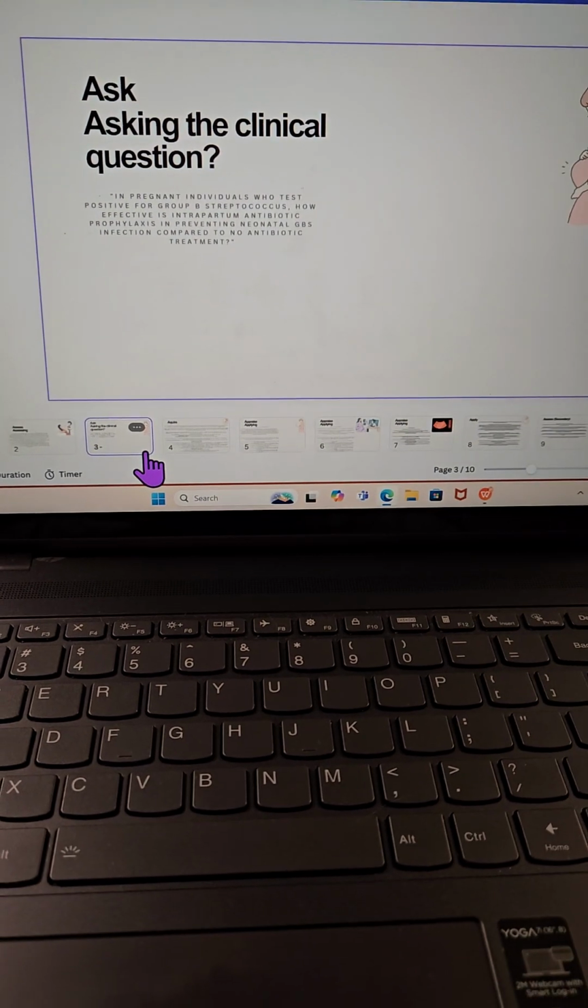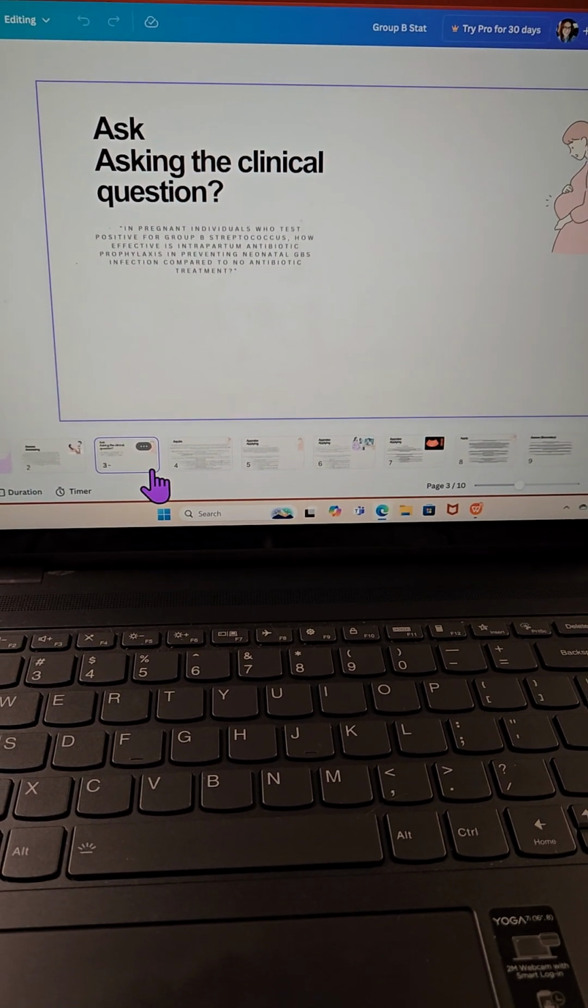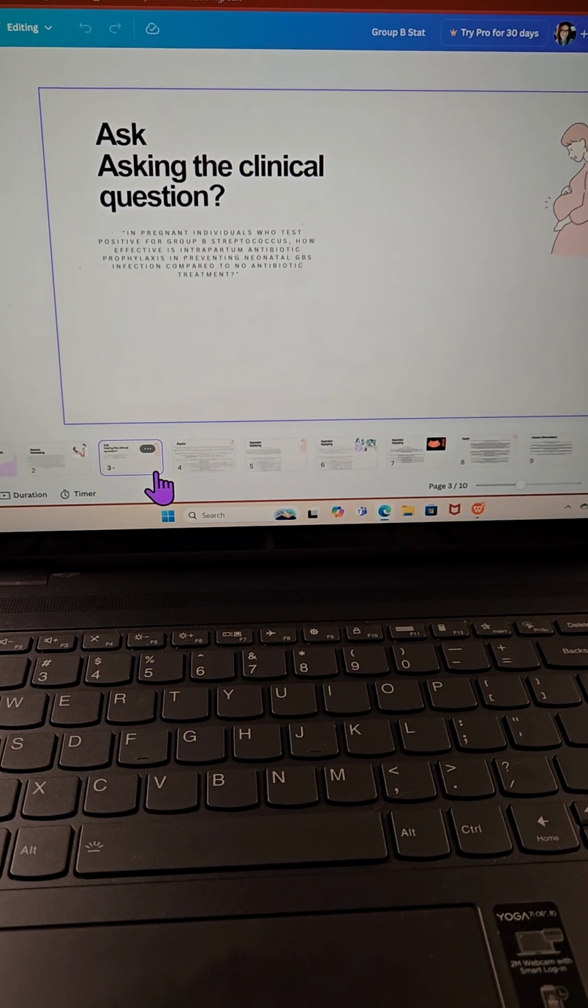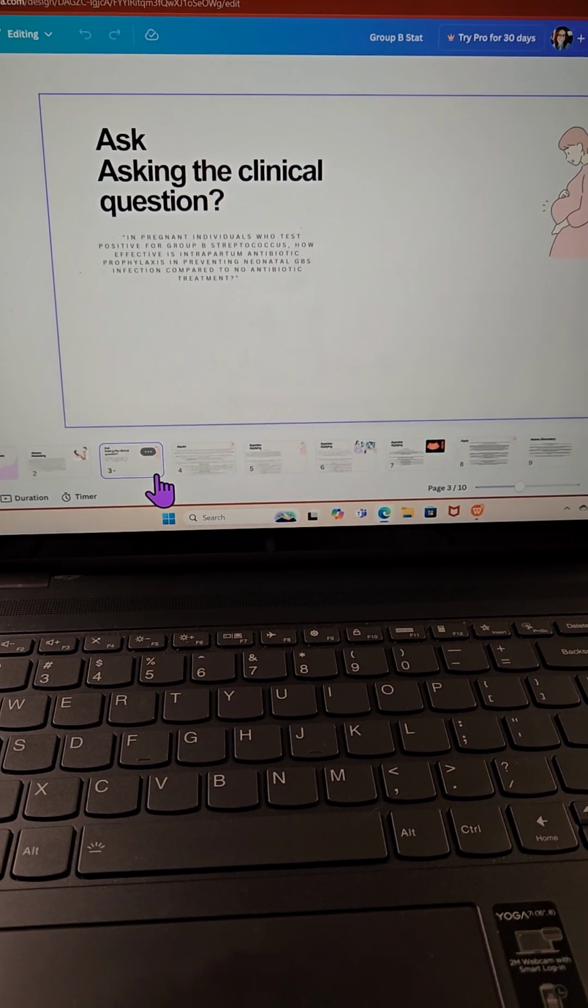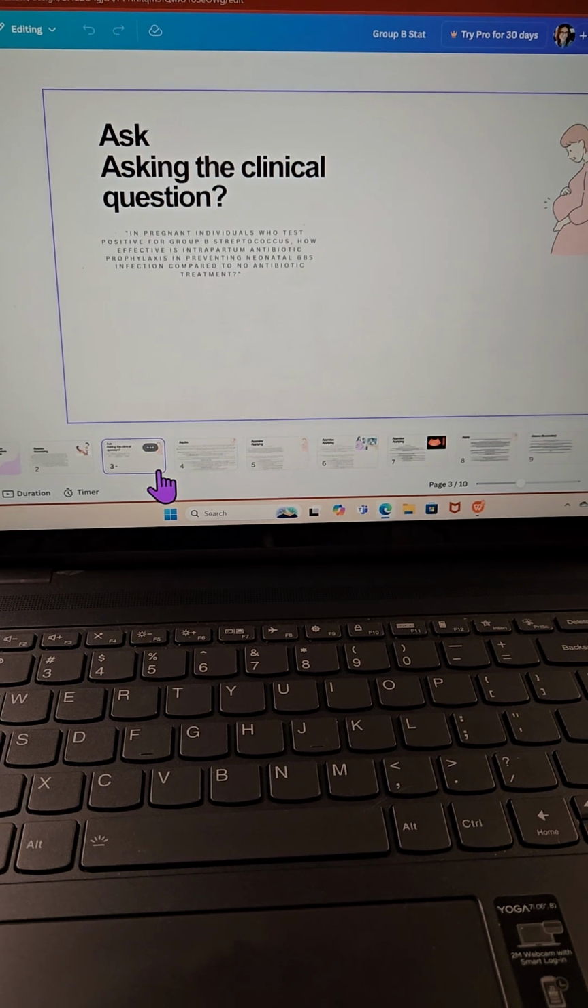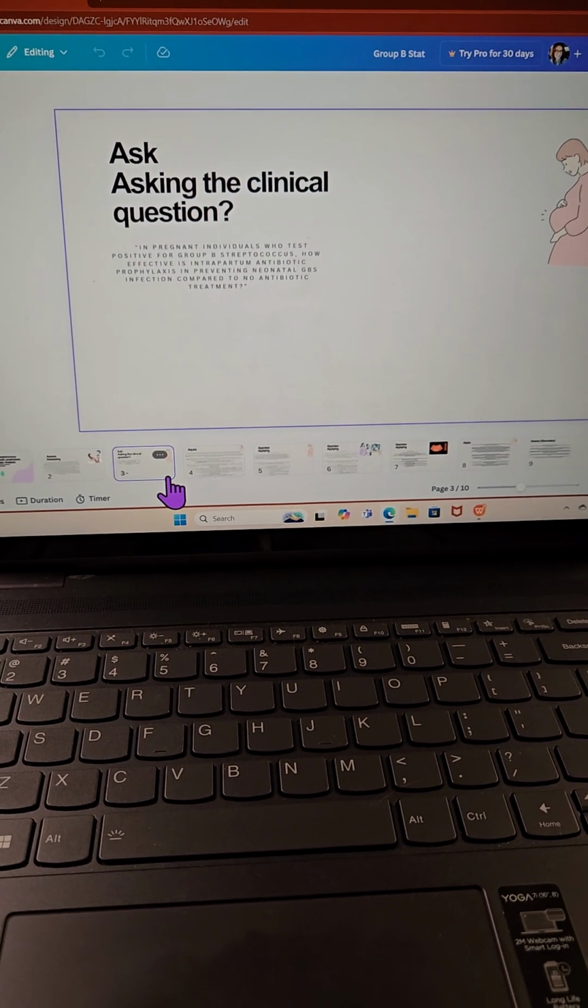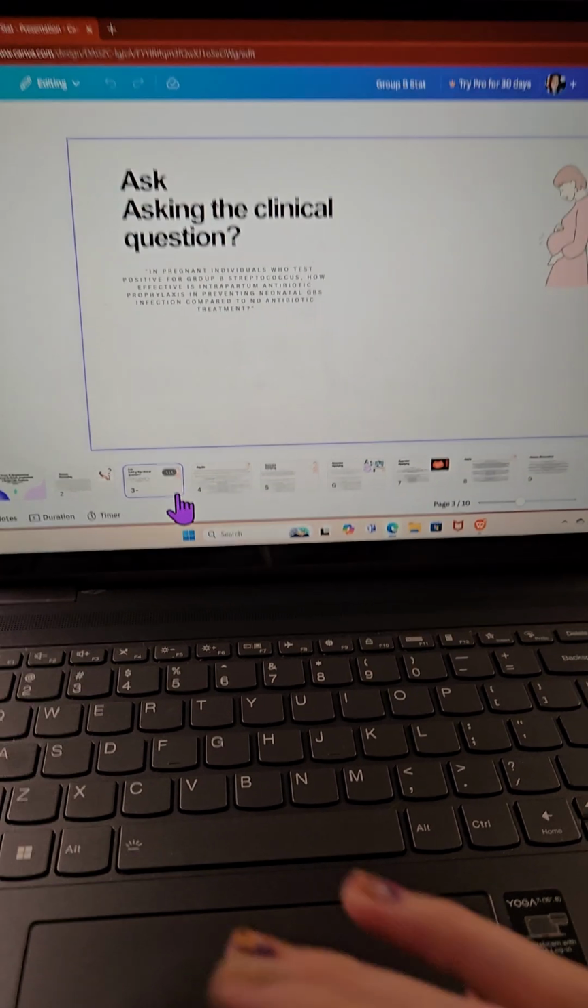My clinical question ended up being: in pregnant individuals who test positive for Group B streptococcus, how effective is intrapartum antibiotic prophylaxis in preventing neonatal GBS infection compared to no antibiotic treatment?